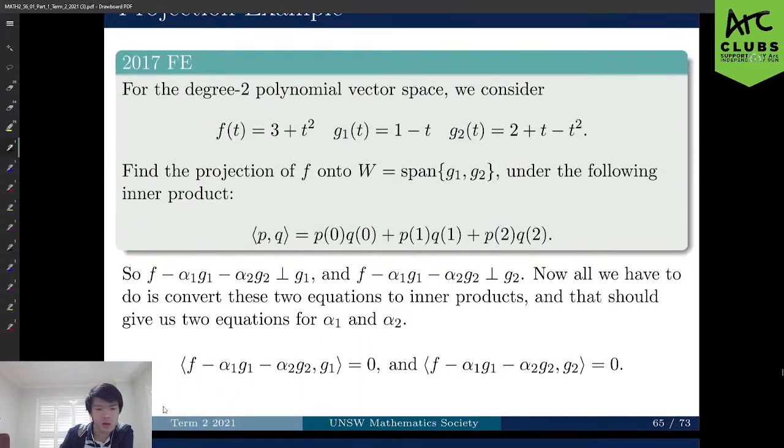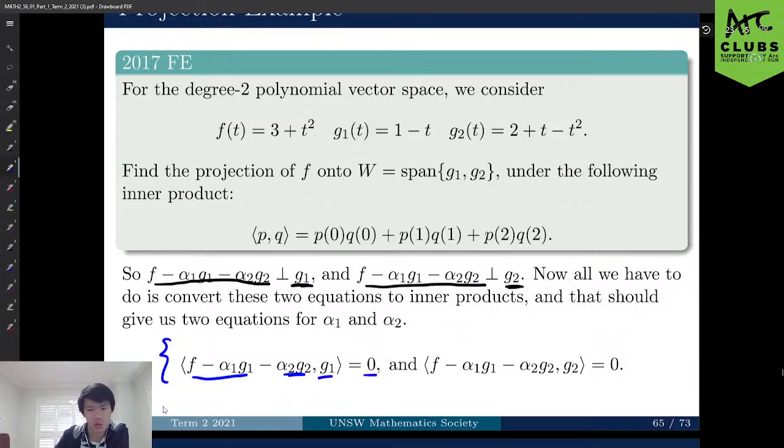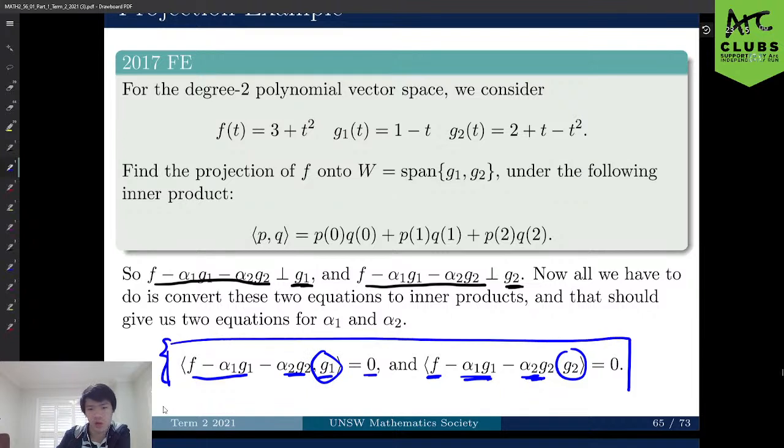Alright, so we've gotten this. So f minus a1 g1 minus a2 g2 is going to be perpendicular to g1. Same thing over here, this is going to be orthogonal to g2. Right, so we write this out as an inner product because that might give us an equation. We'll get that the inner product of f minus a1 g1 minus a2 g2 with g1 is going to be 0. Same thing over here: the inner product of f minus a1 g1 minus a2 g2 with g2 is also going to be 0. Because these are both in the orthogonal complement, they're going to be perpendicular to both g1 and g2.